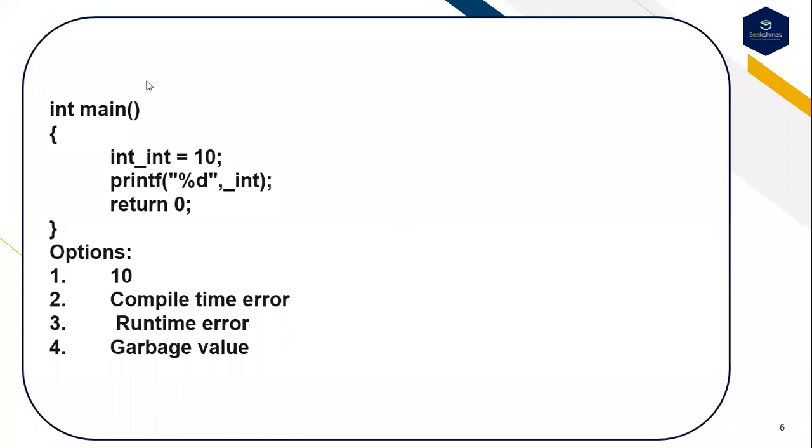This is the fifth question. Int main, int underscore int is equal to 10, and printf. I'm trying to print the variable. Predict the output of this code. These are the following options. First option is 10. Second option is compile time error. Third option is runtime error. And the fourth option is garbage value.